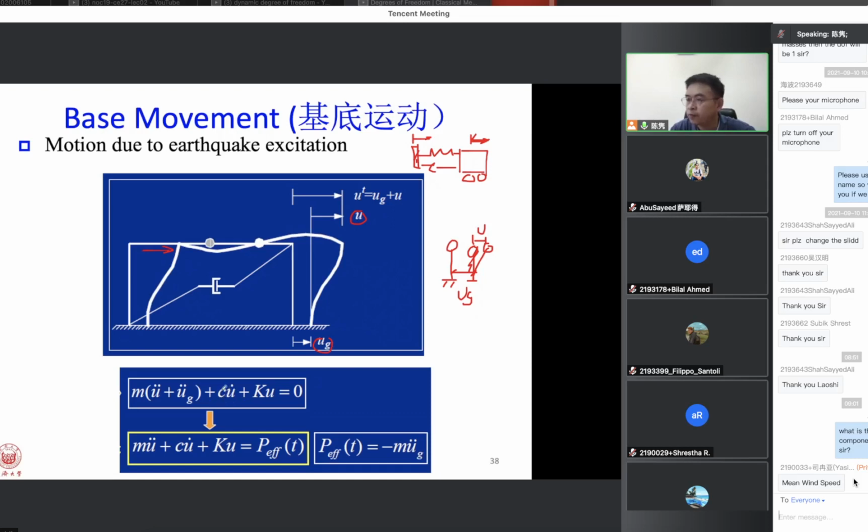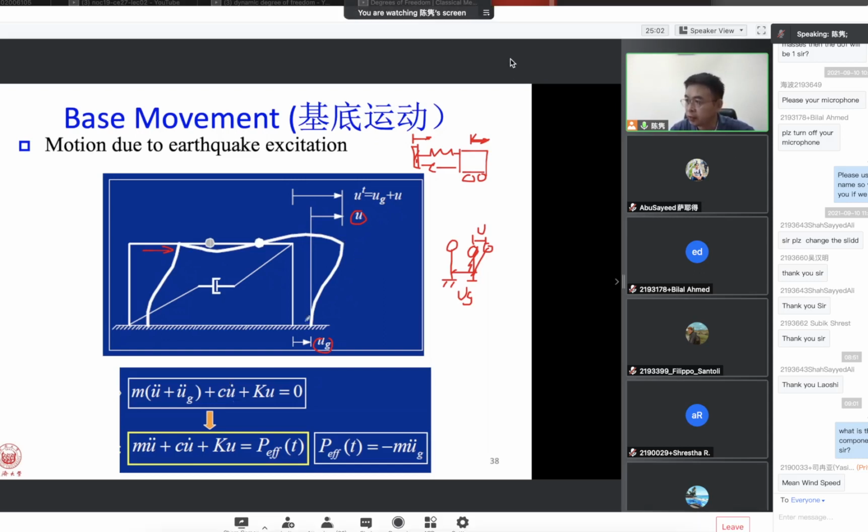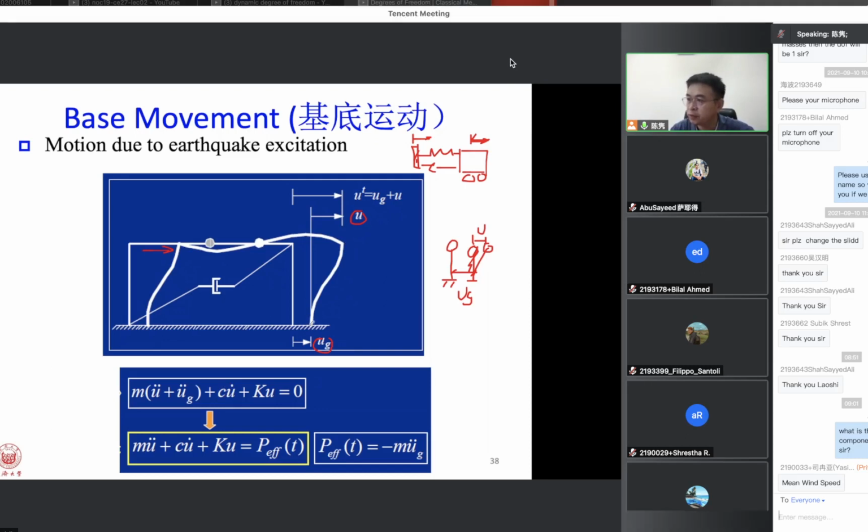And again, the damping force depends on the relative velocity, which means that it should be against here. You see, if there's no relative velocity, it's a rigid body. It's a rigid body that moves here. There's no damping force because there's no relative velocity. So it should be this part, u dot, just against this one, u dot.